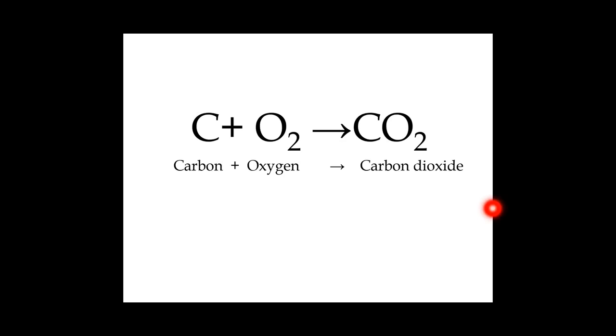This is formation of carbon dioxide. This chemical reaction is for formation of carbon dioxide. This is the formula of carbon dioxide. This is the symbol of carbon and this is the symbol of oxygen. Carbon and oxygen are reactants. Carbon dioxide is a product.